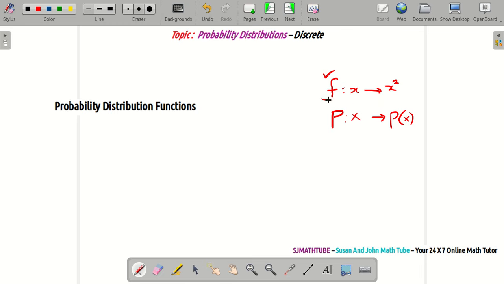So take a look at the above function, which is the squaring function. If I input the value 4, I'll get the output 16. If I input the value 10, I'll get the output 10 squared, that is 100. Likewise, I'll input certain values which will be related to a random experiment, but the output will be the probability value. And basically, that is what a probability function does.